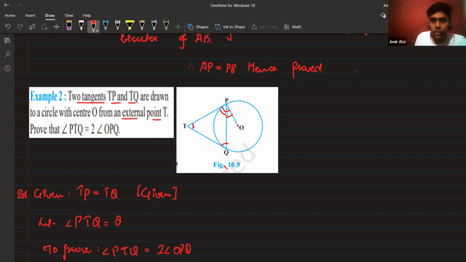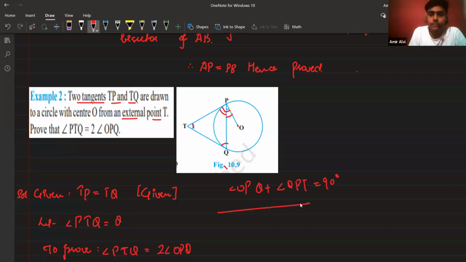So can I write angle OPQ plus angle QPT is equal to 90 degrees? Yes, sir, it's a complementary angle. How many of you know what a complementary angle is?